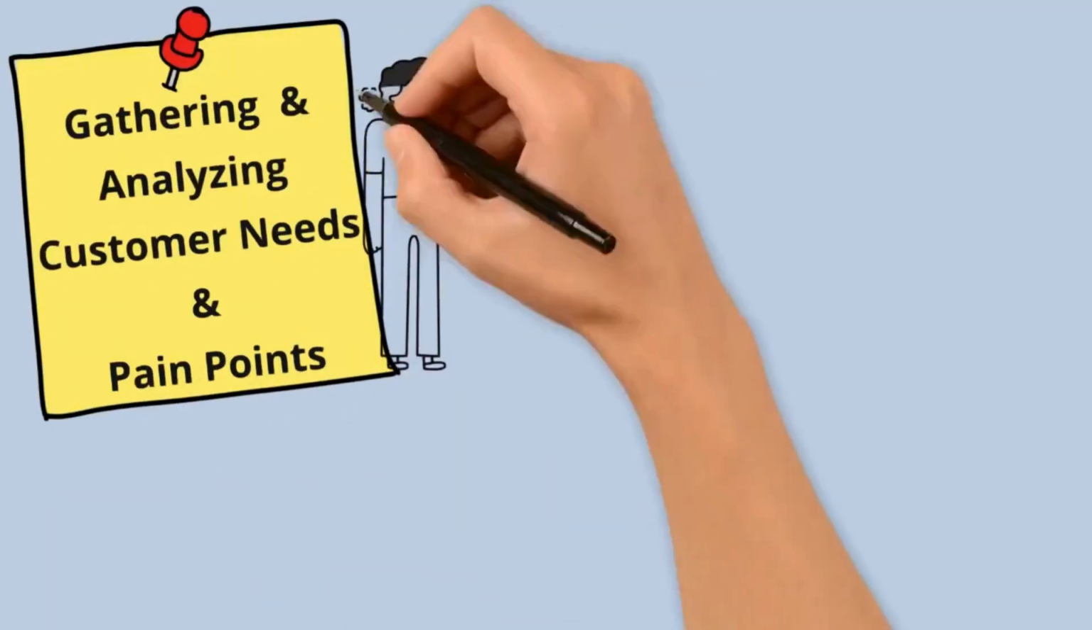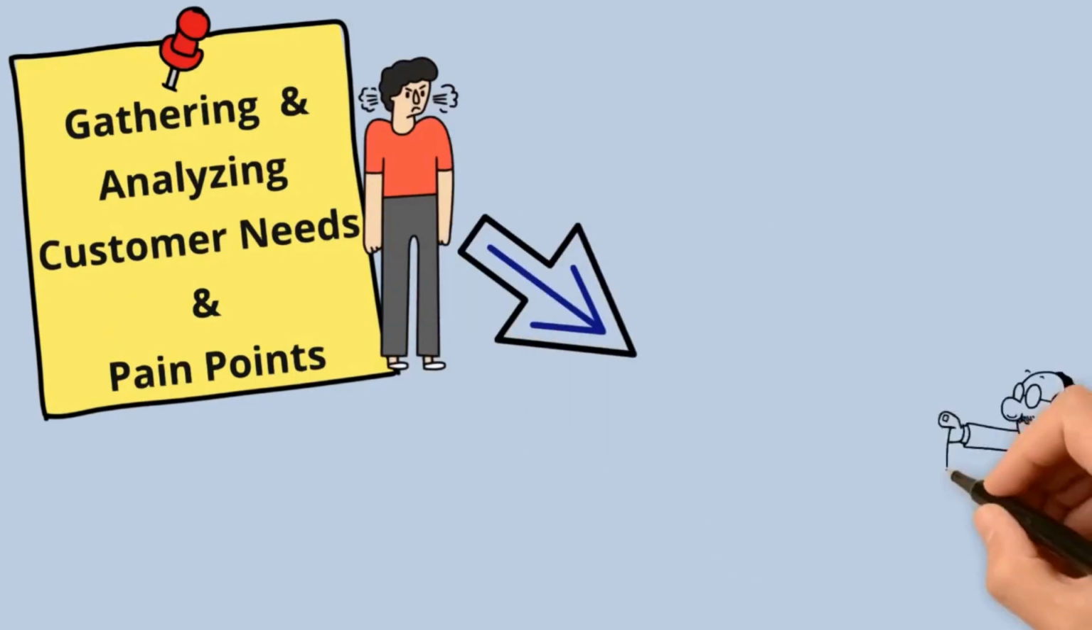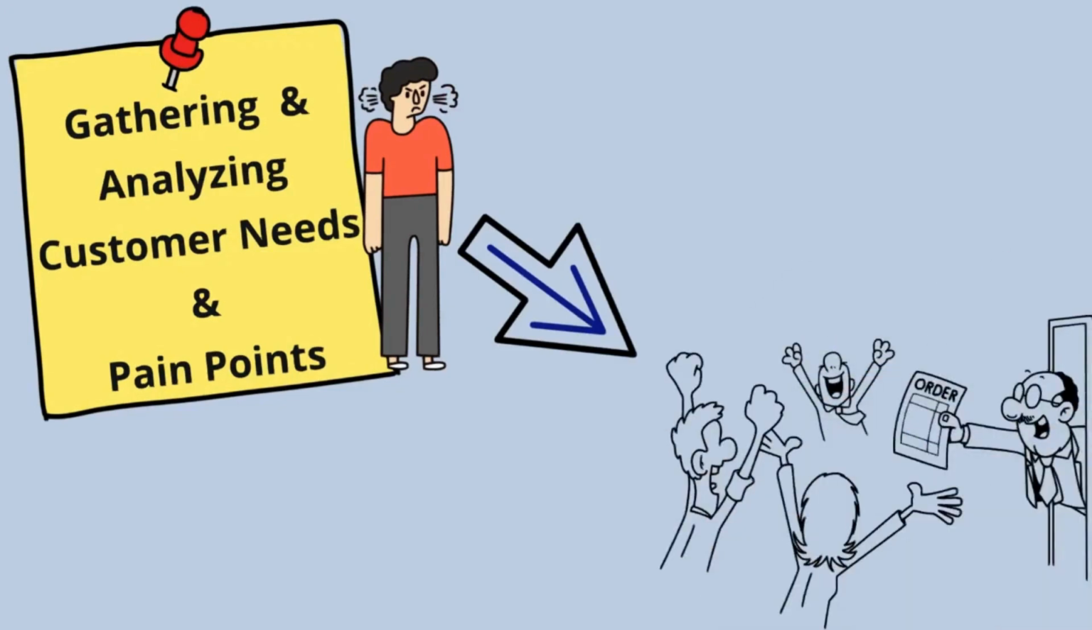Topic: Gathering and analyzing customer needs and pain points. Product management requires gathering and analyzing customer needs and pain points. For products to meet your customers' needs effectively, you must understand their requirements and challenges. Customer needs and pain points can be gathered and analyzed using the following methods and techniques.